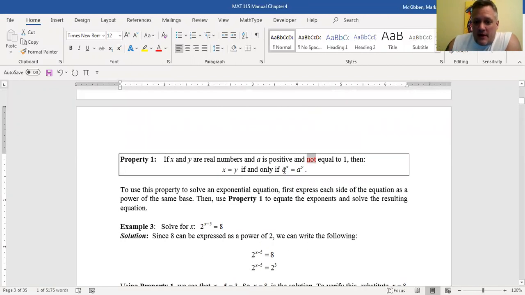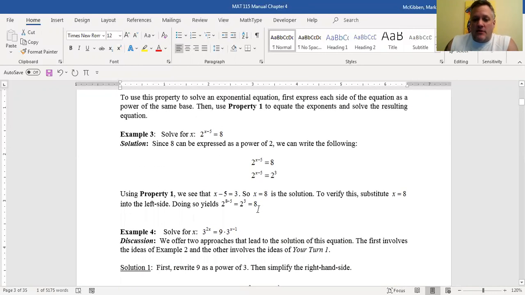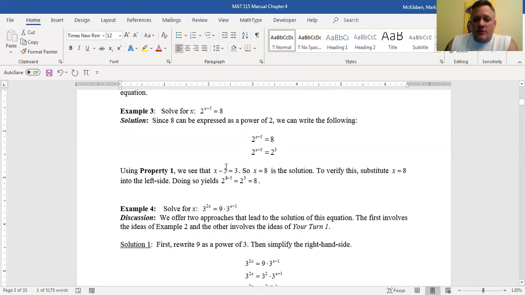But by this property, if you have an equation of this form where you have the same base being raised to different quantities on both sides, the only way that can happen is if the exponents themselves are the same. And so that's what I'm going to do here. I know if this is true, the only way that can happen is if x minus 5 is equal to 3. Those are the exponents. But I can solve that. Just add 5 to both sides to get x equals 8.